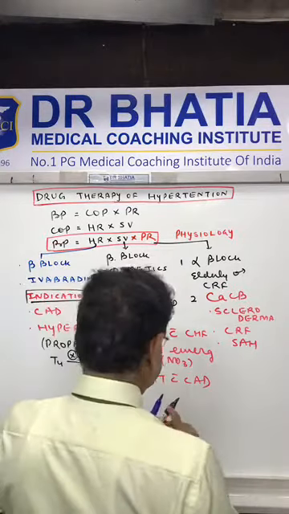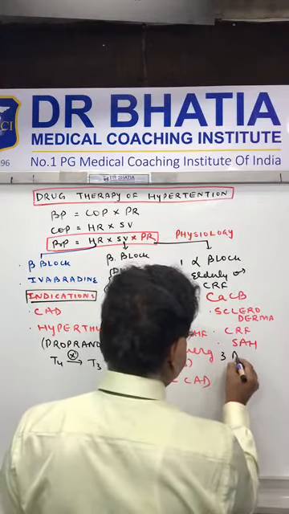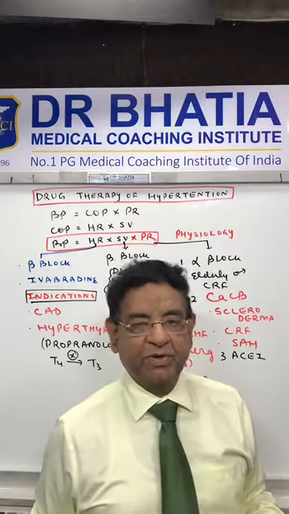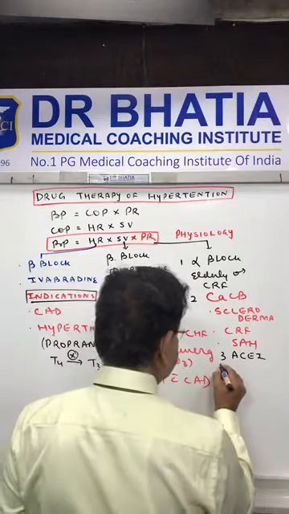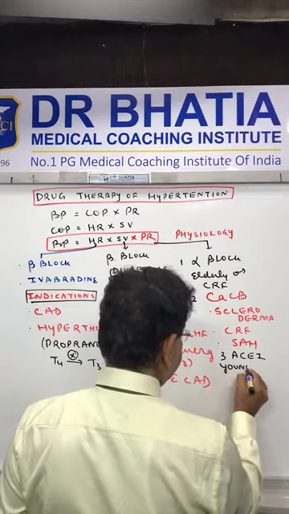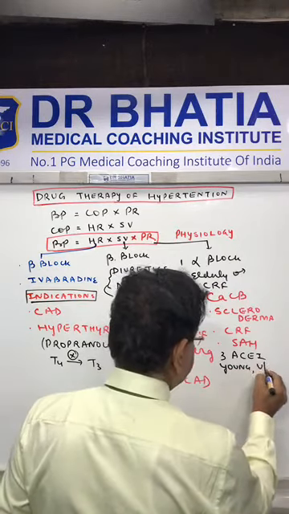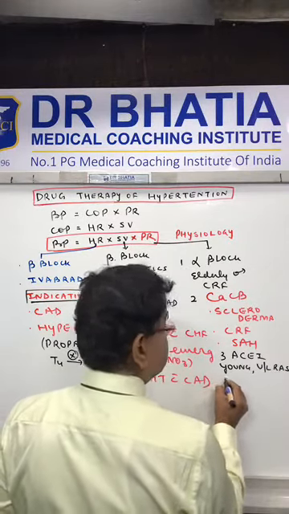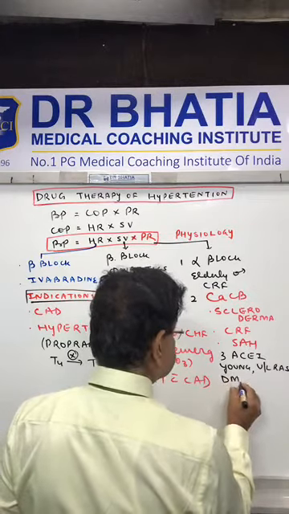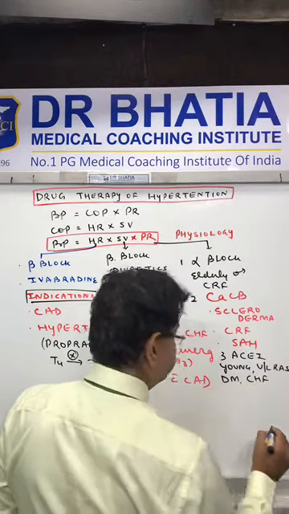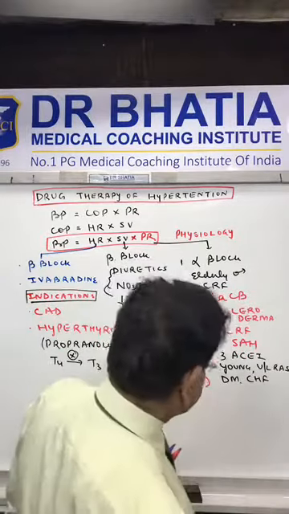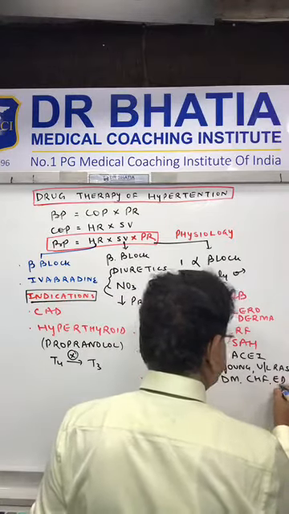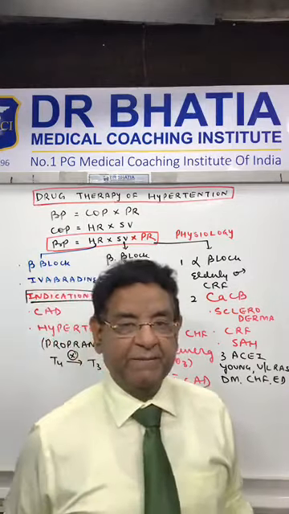The third drug which reduces peripheral resistance is ACEI, and in fact this is one of the most widely used drugs for hypertension. So we use it in young hypertensives, we use it in unilateral renal artery stenosis, we use it in hypertension with diabetes, hypertension with CHF, or a patient having sexual problem or erectile dysfunction with hypertension, we use ACEI.